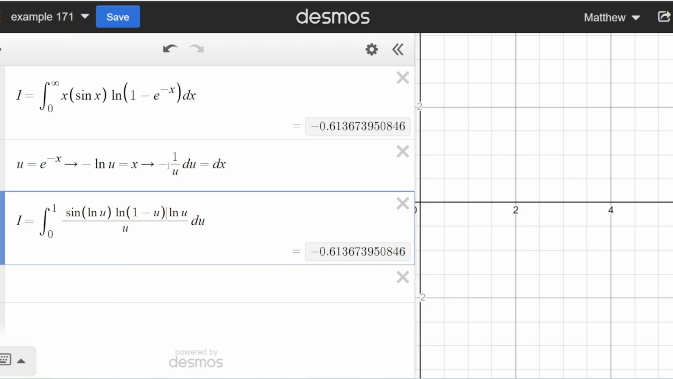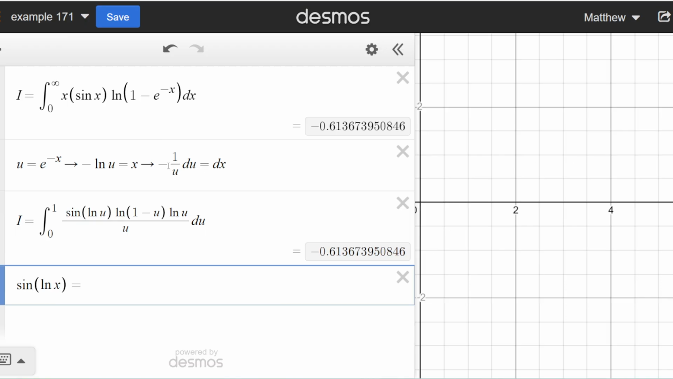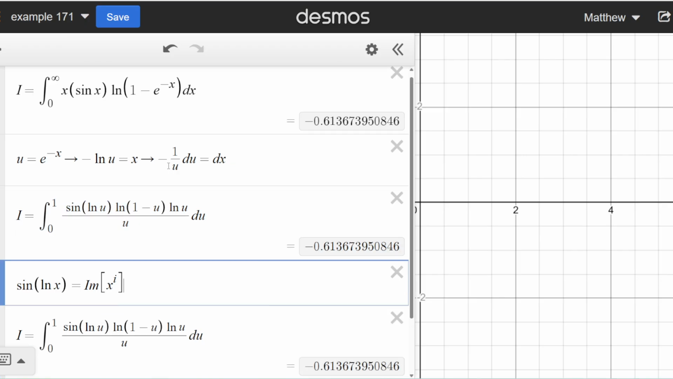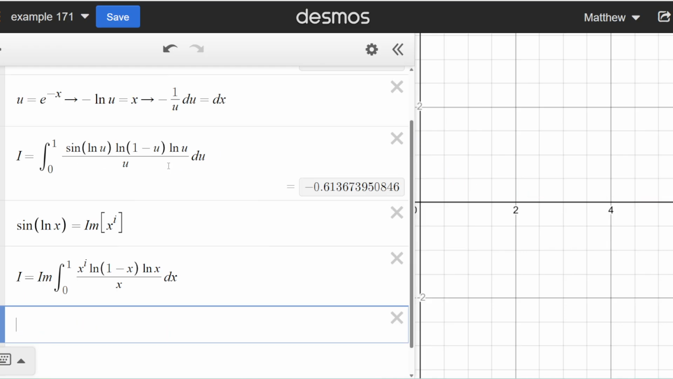Oh boy. Okay, so what are we going to do now? Well, this is one of my favorite tricks. Sine of natural log x is just the imaginary part of x to the i. So we'll use that. So we're going to say that I is equal to this, and then we'll have the imaginary part of x to the i, and we'll change our dummy variable back to x. All right, and then this imaginary part can come right outside the integral.